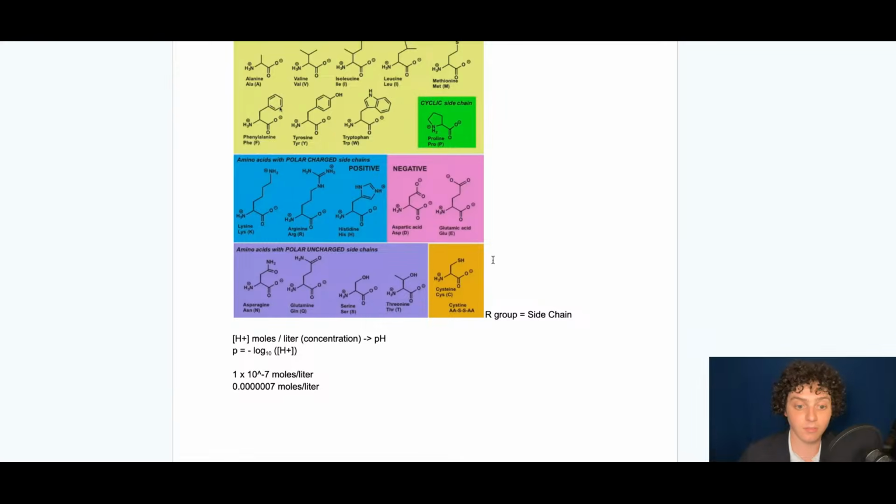So the p, or negative log of that concentration, that big unwieldy number, is going to be a much more simple number to say. So let's say negative log of 1 times 10 to the negative 7th power is going to equal 7.